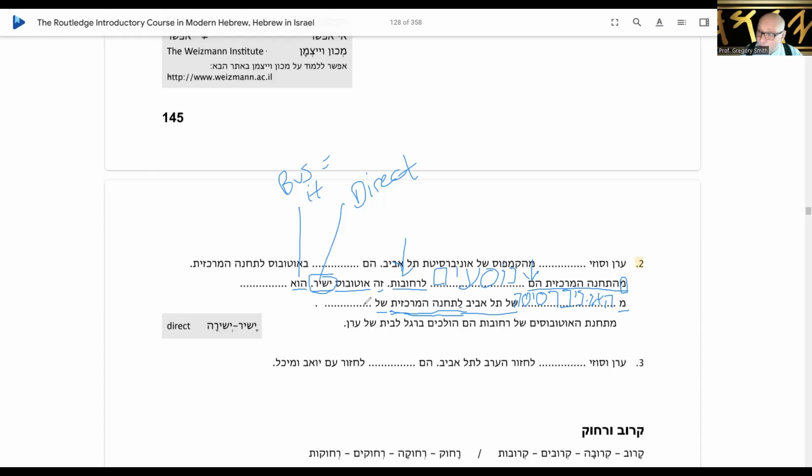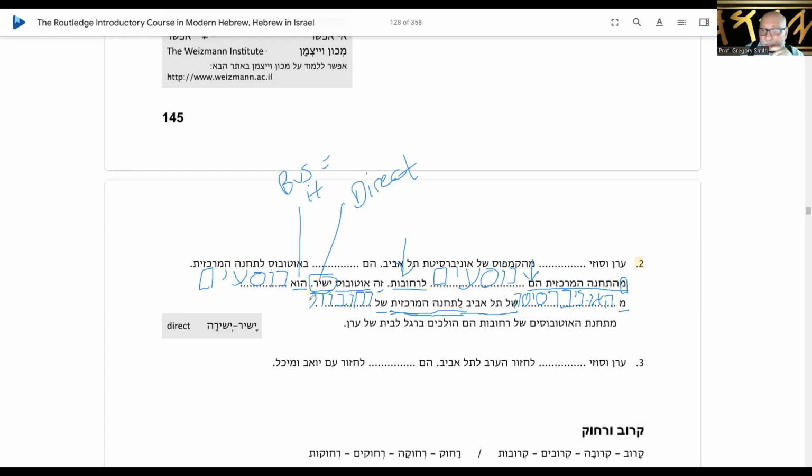I bet you it's Rehovot. And so I think I got this right. Let's see. Okay, so now we should have it is traveling. I bet you it's no seam again. Let's put no seam, because that's motorized conveyance, no seam. Okay, so what we have here is Ze Autobus Yashir, this is a direct bus. Hu nosea Meha Universita Shel Tel Aviv Letakana HaMerkezit Shel Rehovot. Okay, it's traveling to Rehovot.